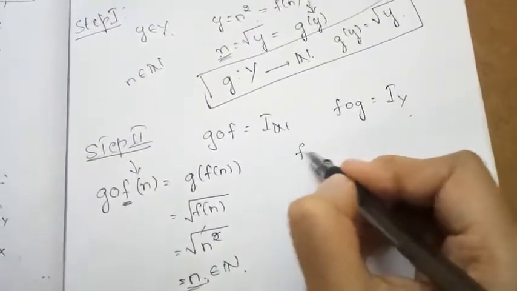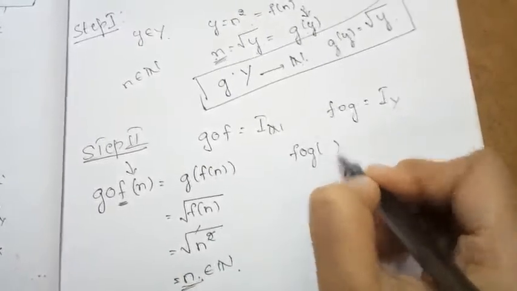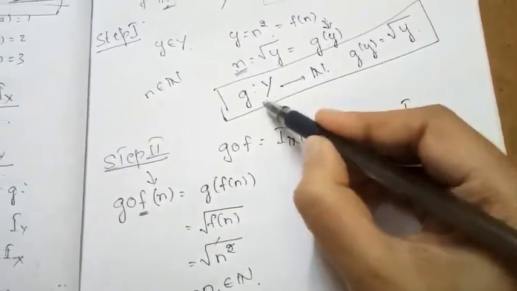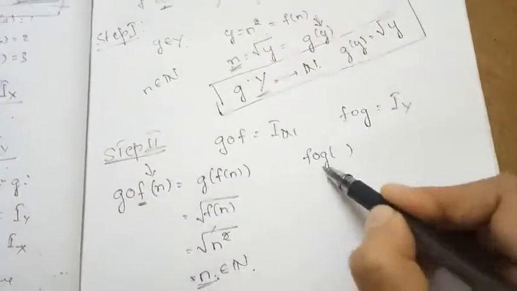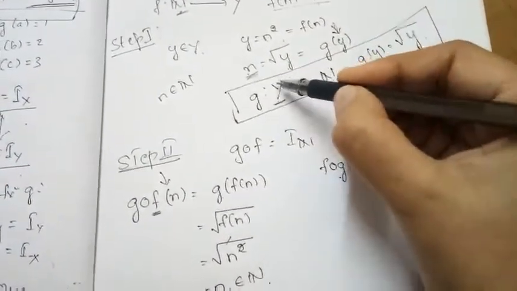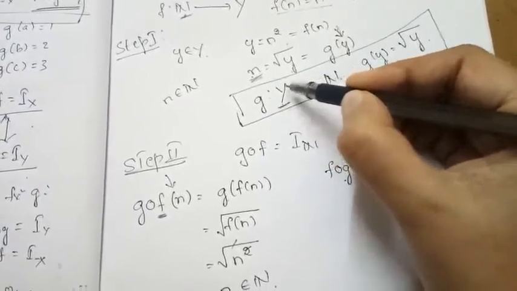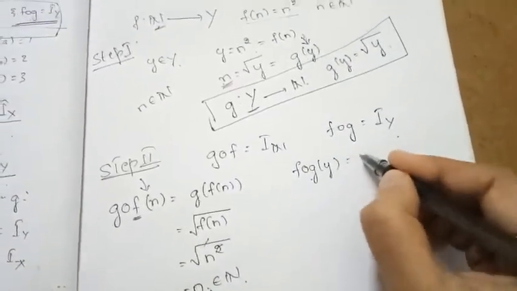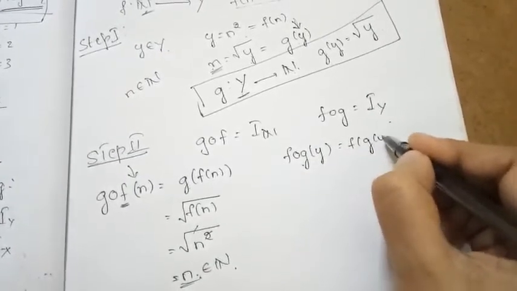Similarly for f∘g. So what are we taking as an input? The input for f∘g is from the domain of the function g. So what is the domain of the function g? Y. So what are the elements in the set Y? It is small letter y. That is f of g of y.